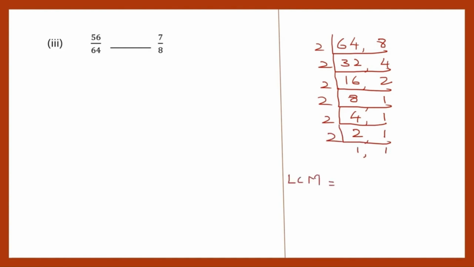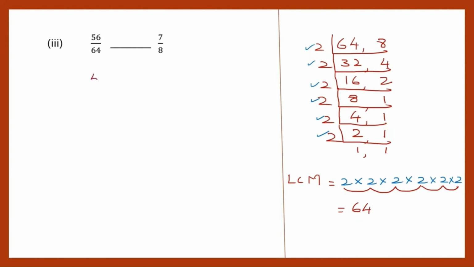So let's find the LCM. Let's see how many 2s we have there. 1, 2, 3, 4, 5, and 6. So let's multiply. 6 2s. Okay, now let's multiply. 2 2s are 4, 4 2s are 8, 8 2s are 16, 16 2s are 32, 32 2s are 64. So the LCM is 64.